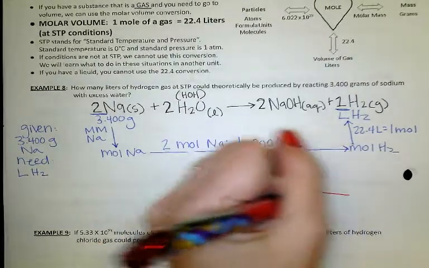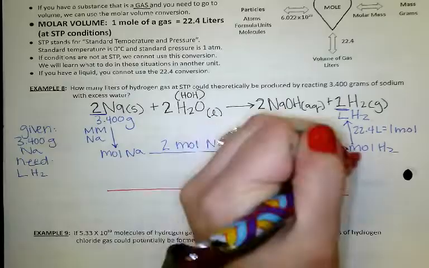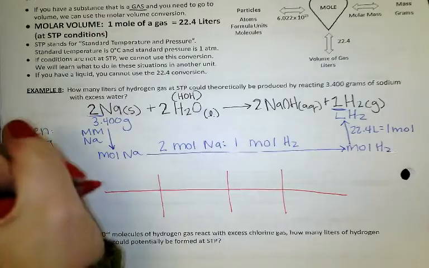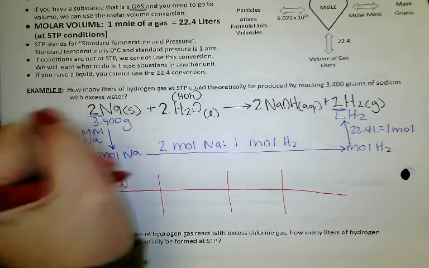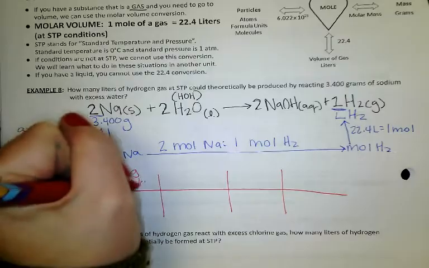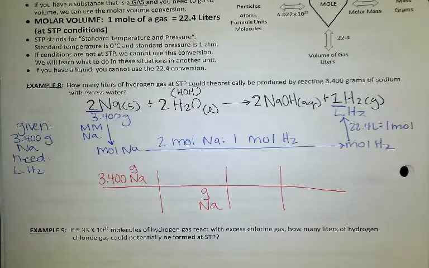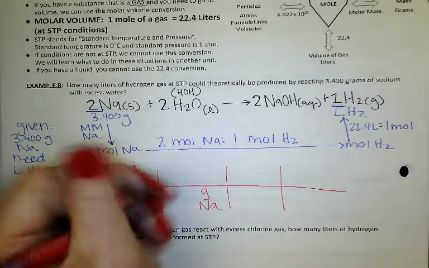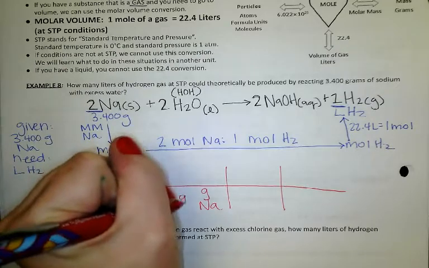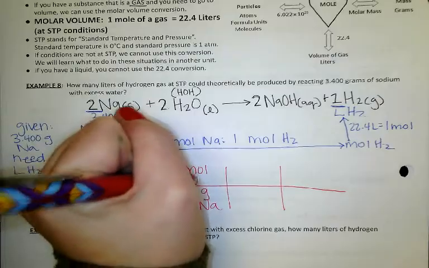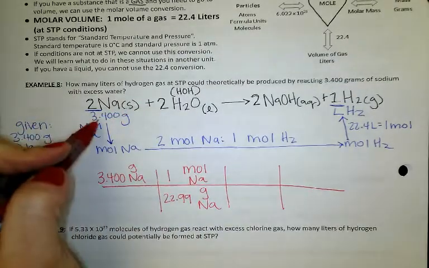All right, so now we're going to set up our conversion. Now we're doing 3 conversions, so we're drawing 3 lines. Okay? Start with your given, 3.400 grams of sodium. So since we have grams of sodium on top, we're going to have grams of sodium on the bottom. And we're going to use the molar mass of sodium. Now remember, molar mass comes from your periodic table. So sodium's molar mass is 22.99 grams of sodium on the bottom, 1 mole of sodium is going to go on top. So we went from grams of sodium to moles of sodium.